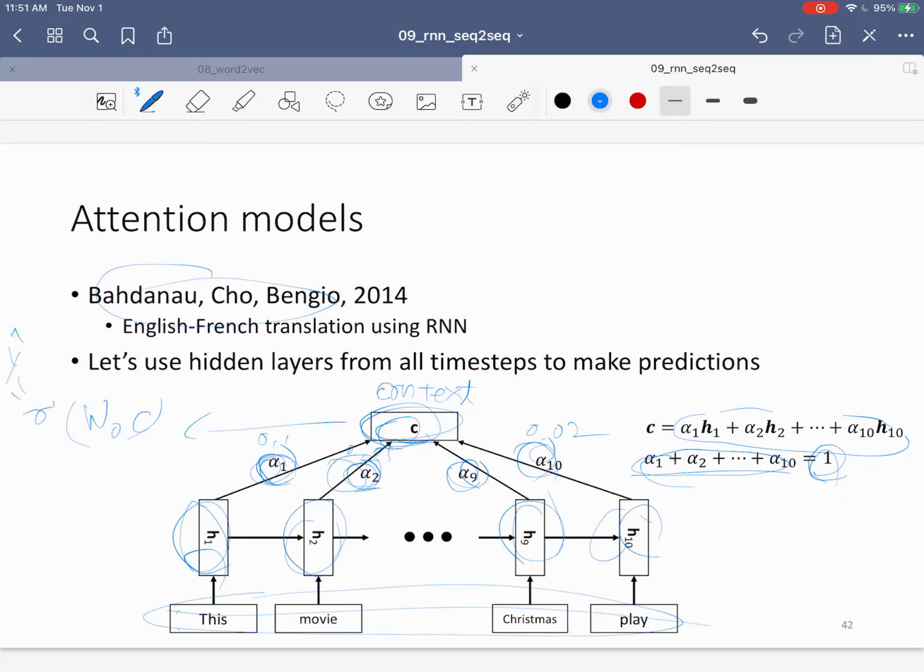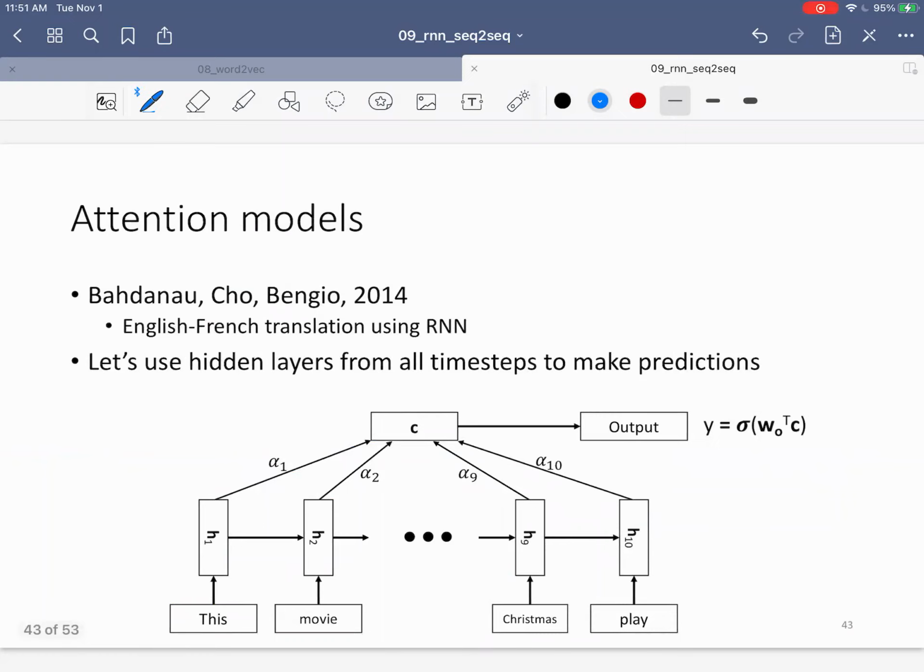We can't dictate the values of alpha every single time. It has to be done automatically by the model. So that's where the attention model comes in. This is just so that we use C to make the final prediction.